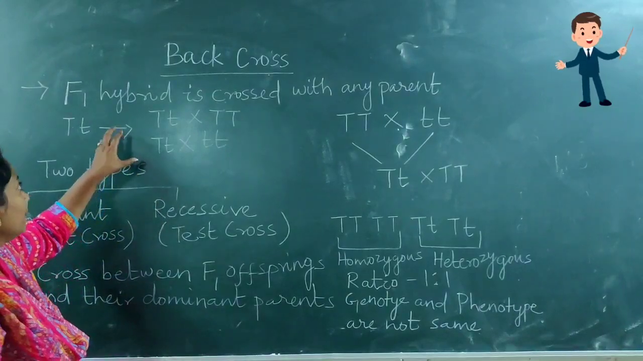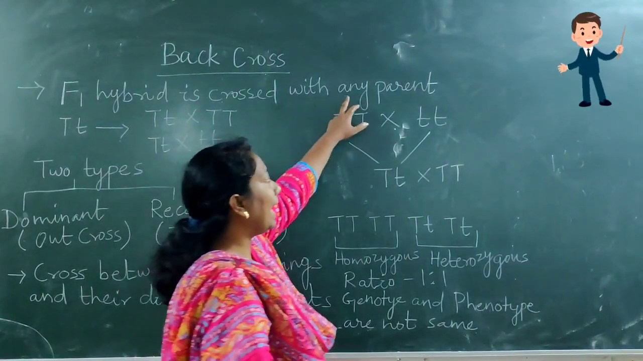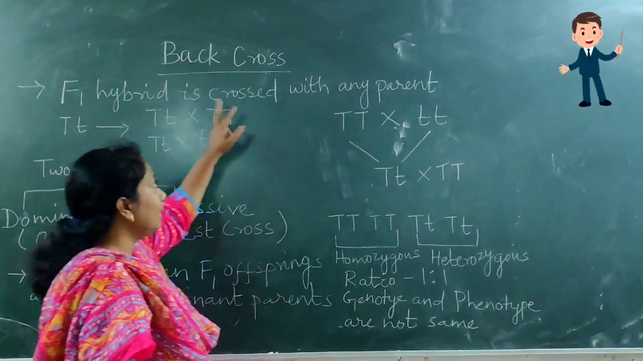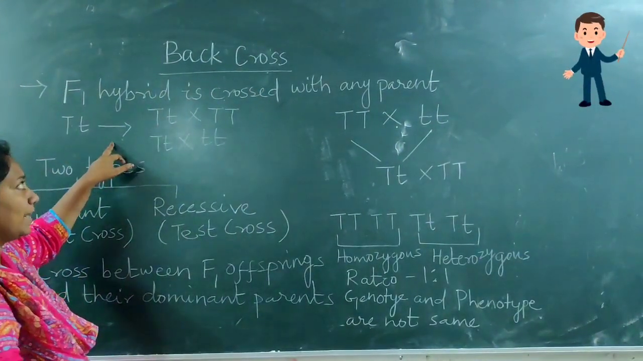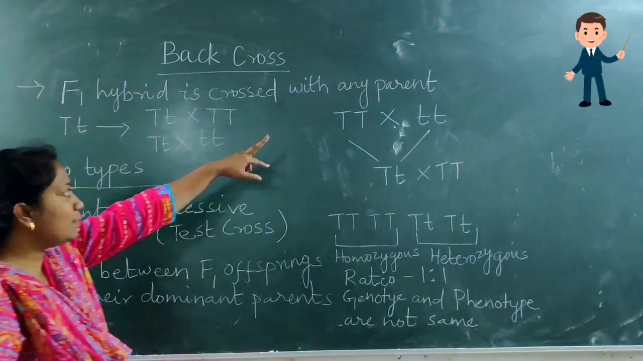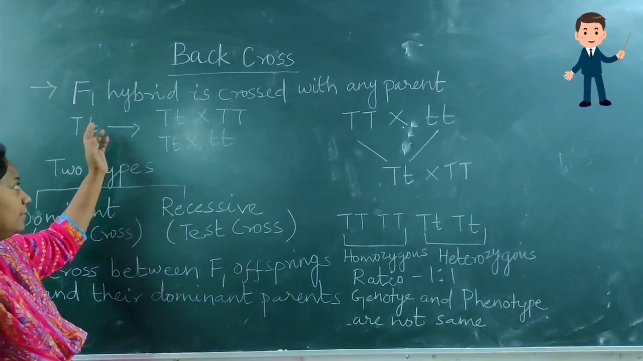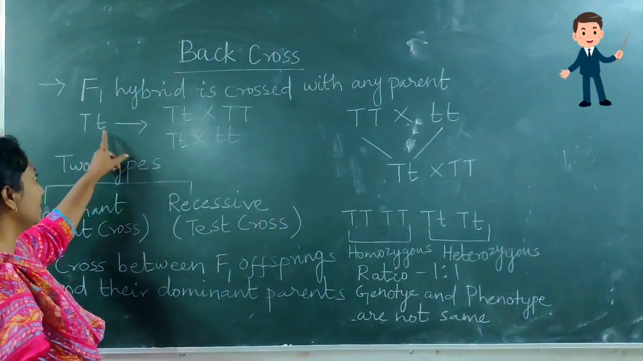Back cross is nothing but when F1 hybrid is crossed with any of the parent, then that type of cross is known as back cross. F1 hybrid crossed with any parent. So this parent can be a dominant parent or it can be a recessive parent.